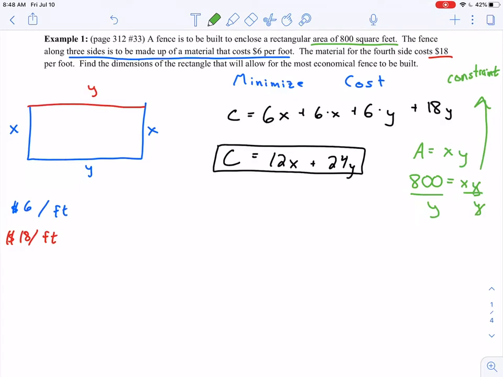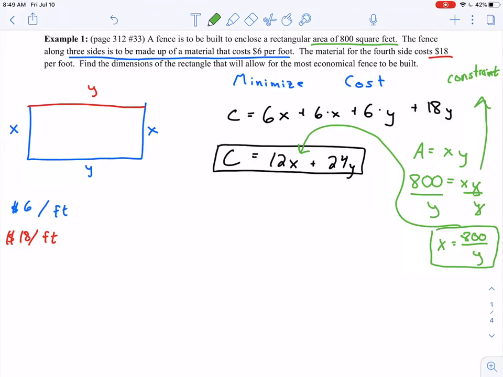So I have x equals 800 over y. So here's my constraint equation. Hopefully we see a direction where this is going, because now I can take out my x and replace it with 800 over y, and I'll have a function that is only in terms of y. I'll just have that one single variable, and that's something that we know how to deal with.